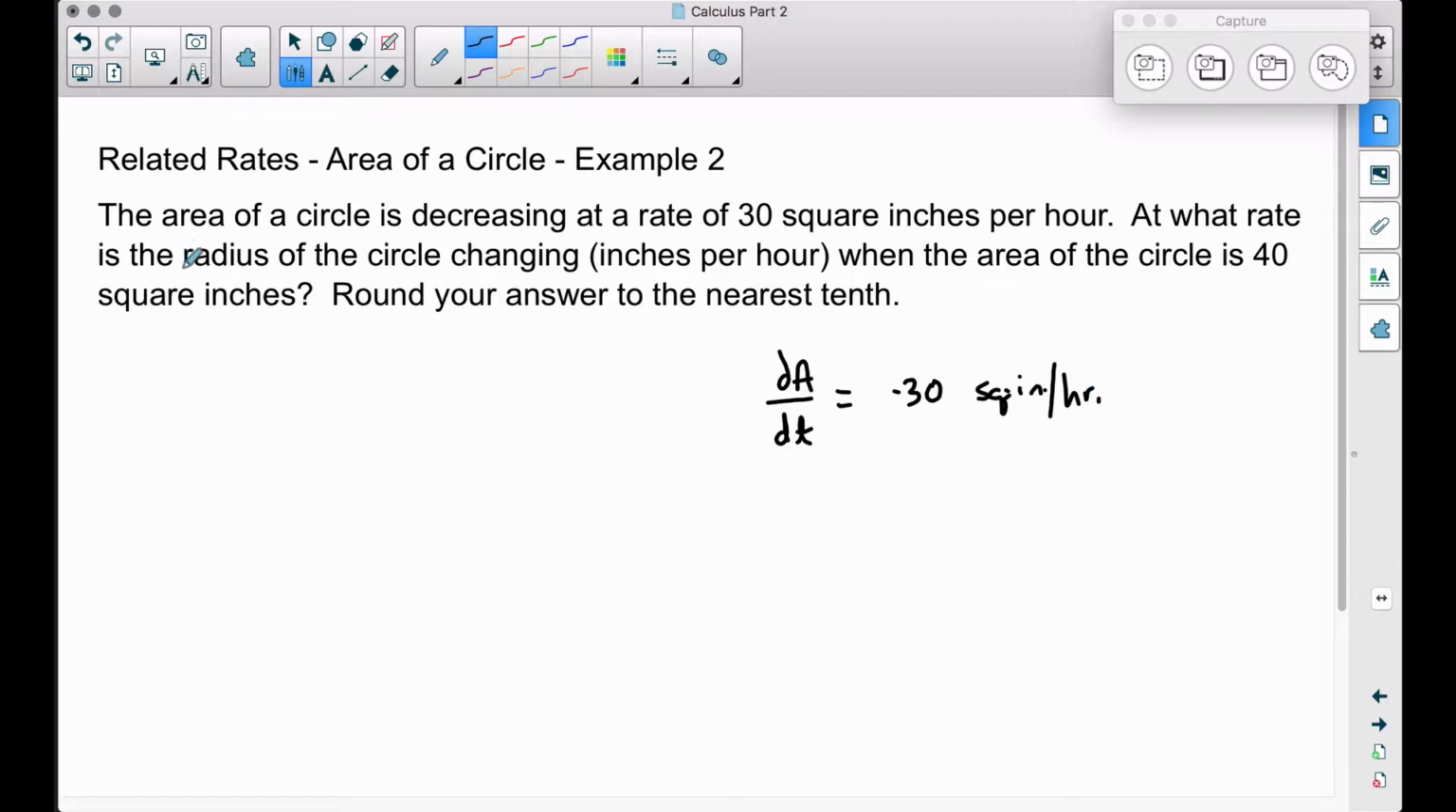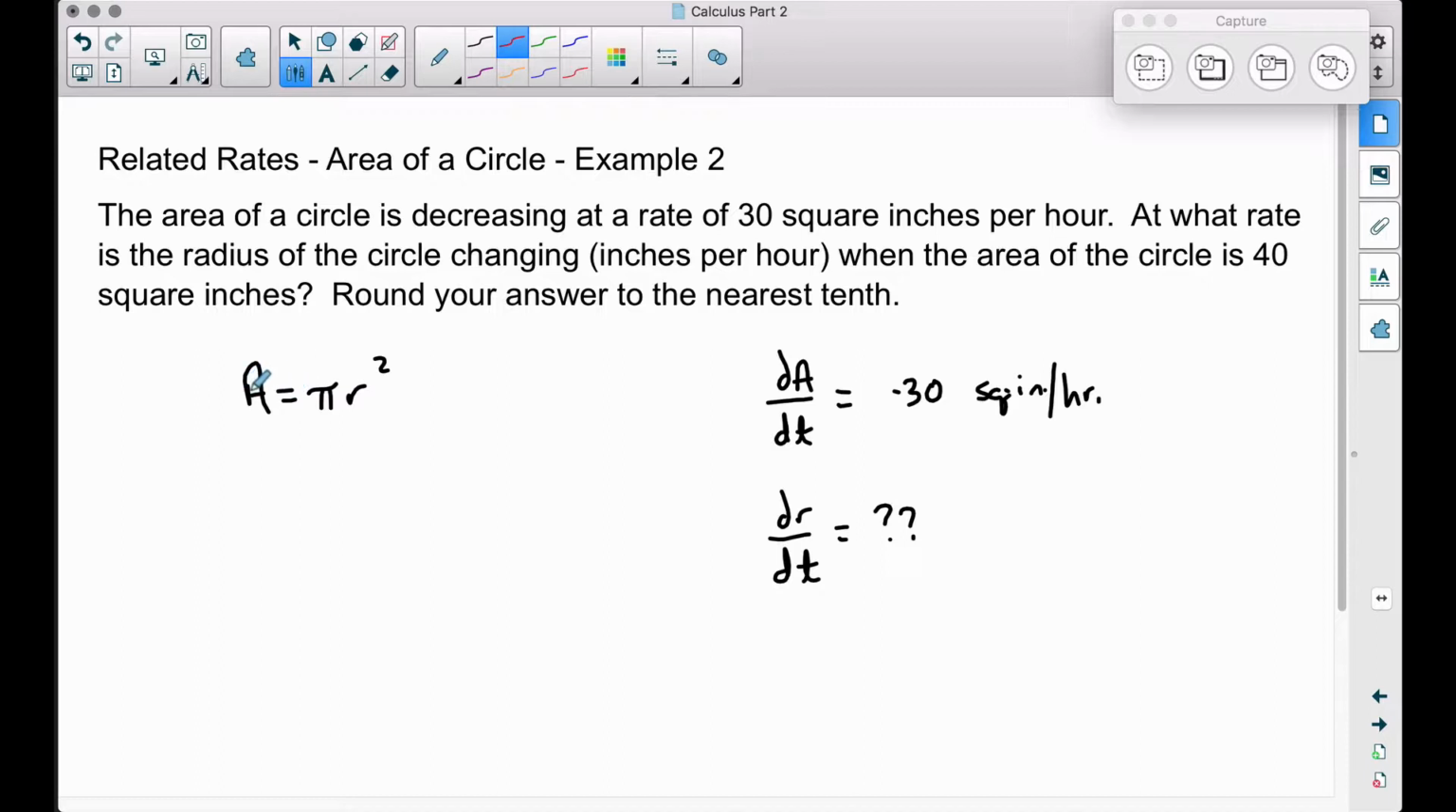At what rate is the radius of the circle changing, in inches per hour, when the area of the circle is 40 square inches? So we're trying to find the rate at which the radius is changing. We are trying to find dr/dt. Since we're dealing with a circle and we have area and radius, the formula to use here is area equals pi r squared. We can differentiate this right now, but we're going to see that we're missing something very important. Let's differentiate all of our variables with respect to time.